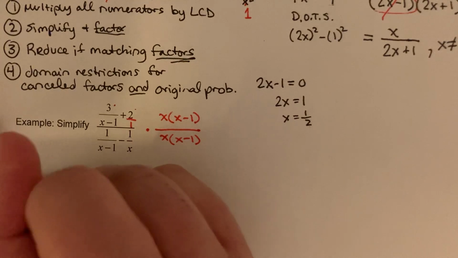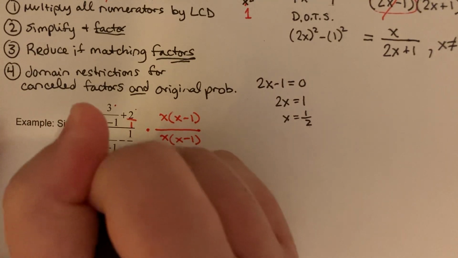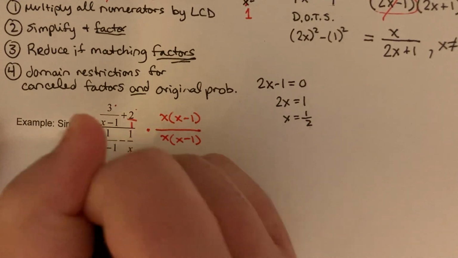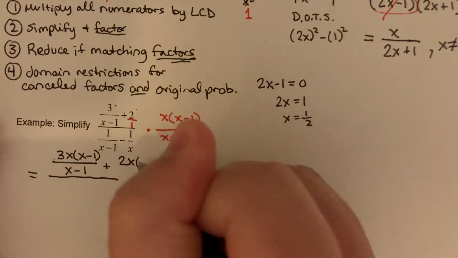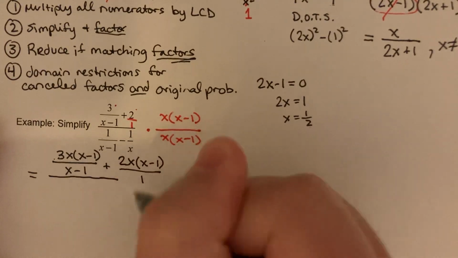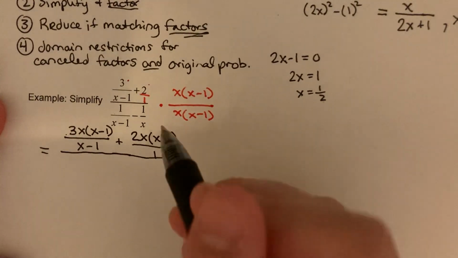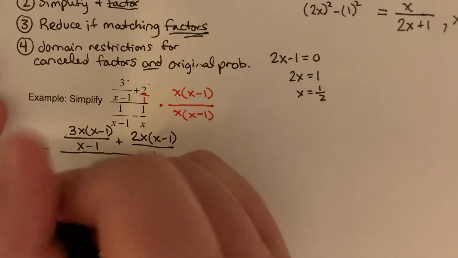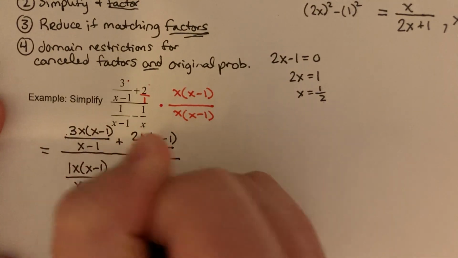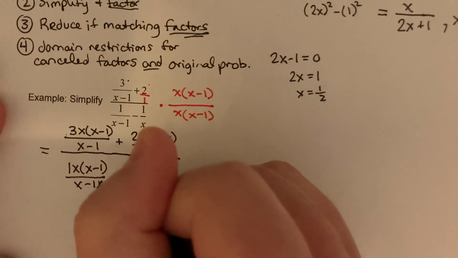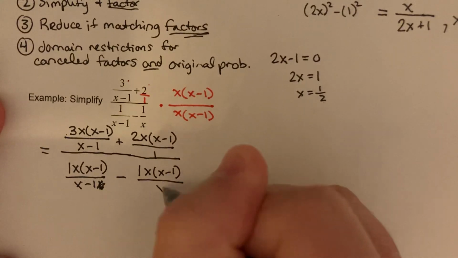All right, so let's see what we get. So I'm multiplying the top, and I'm just going to write it out. 3x times x minus 1 over x minus 1 plus 2x times x minus 1. I guess I didn't need the over 1, but it's there, so we're going with it. Bottom, 1x times x minus 1 over x minus 1. Oops. And then minus 1x times x minus 1 over x.